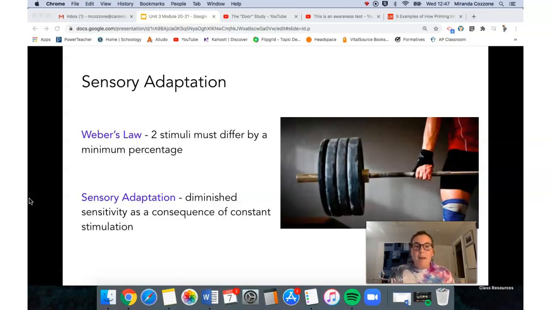Another example might be the TV volume or music volume, right? Maybe you have a sibling that plays music that's just way too loud, and you ask them to turn it down, and they turn it down 2 notches, right?